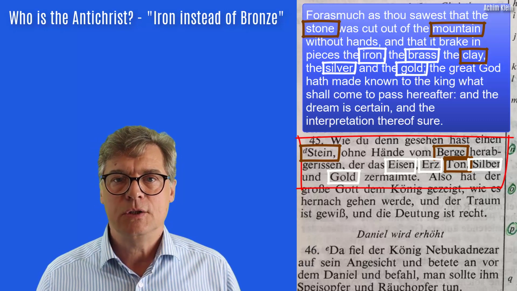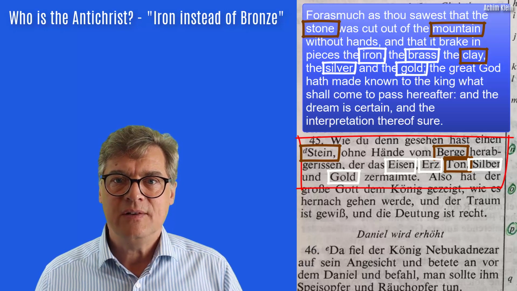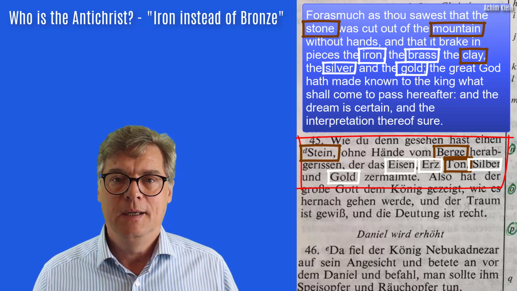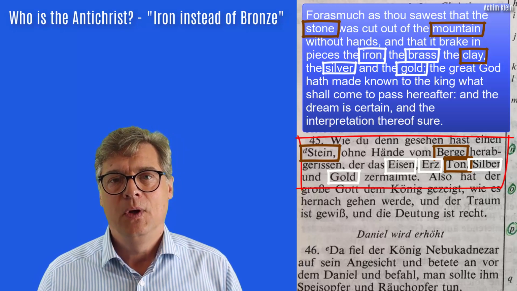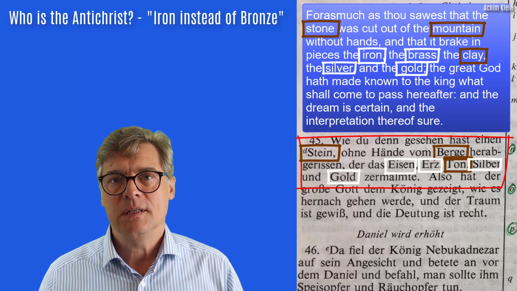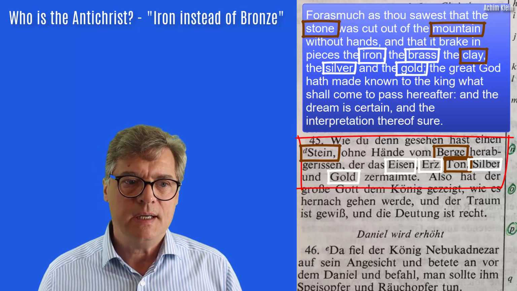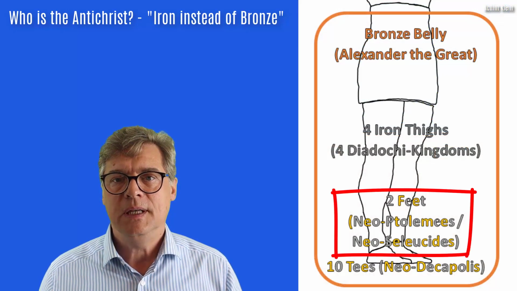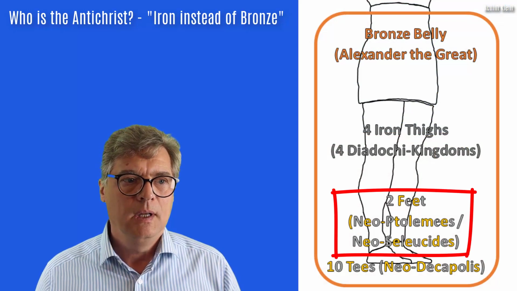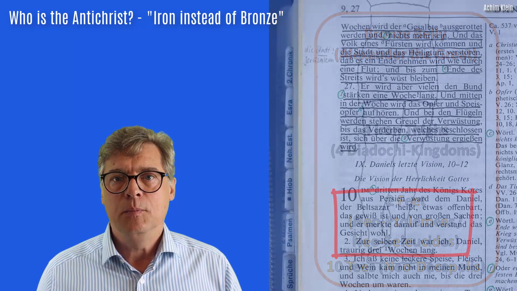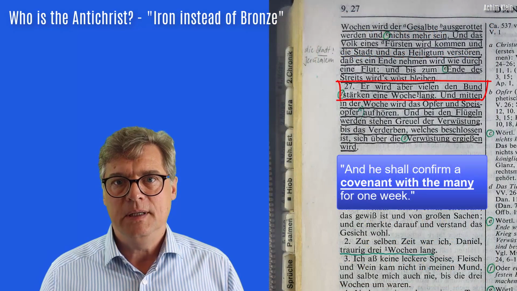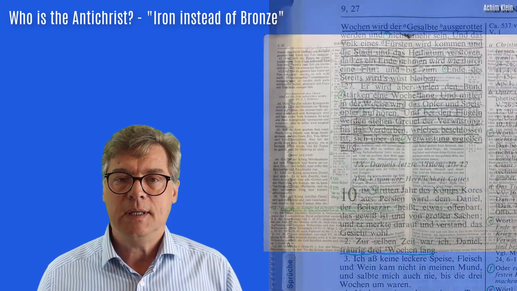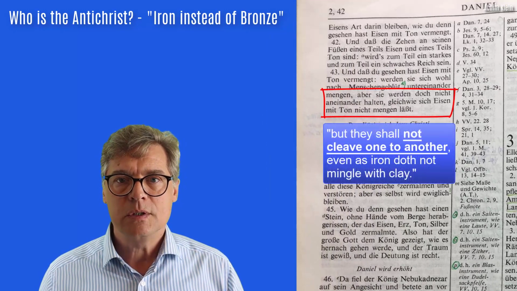The rock is Christ. He destroys the statue and then sets up his worldwide kingdom. This rock comes from a mountain. The mountain is God's kingdom, and his people is the clay. It is Israel. And Israel is mixed with these end-timely structures, the 2 end-timely Diadochi kings. This is because the Antichrist makes a covenant with the many, namely with the north of Israel, because then iron and clay will be mixed together.